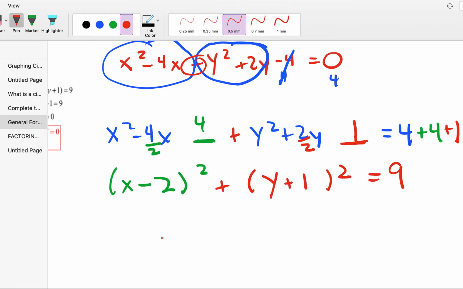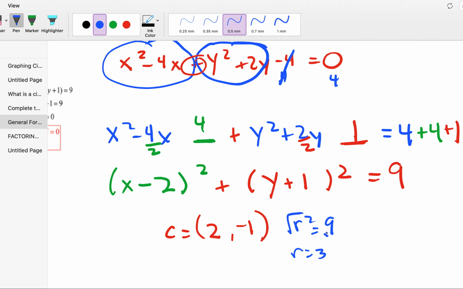So now we have this perfectly done in the standard equation. We know our center will be the opposite sign, 2, negative 1. And our radius squared is 9, so our radius is 3 when we square root it. Now we can graph this circle.